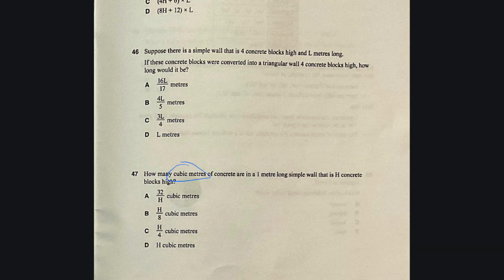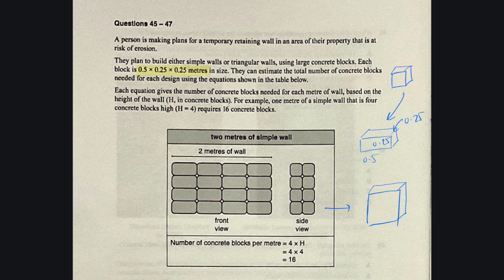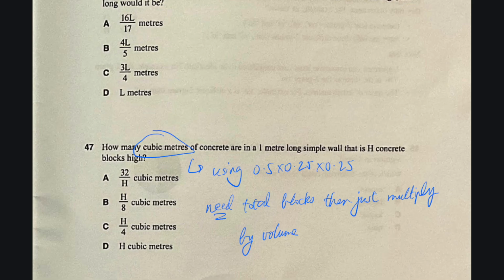Finally, question 47, and as we read it, we see how many cubic meters. So that kind of rings a bell for the 0.5 by 0.25 by 0.25 dimensions. And finally, we're making use of it because we haven't really used it up until this point. So it's a simple wall, which is 1 meter long and is H concrete blocks high. And to figure out how many cubic meters of concrete there are total, we need to know how many concrete blocks there are. And because we know the dimensions of each, it's just a matter of multiplying the volume of one block by how many blocks there are.